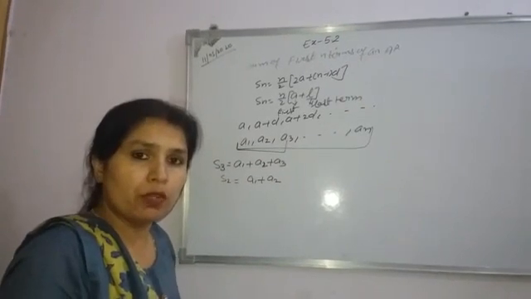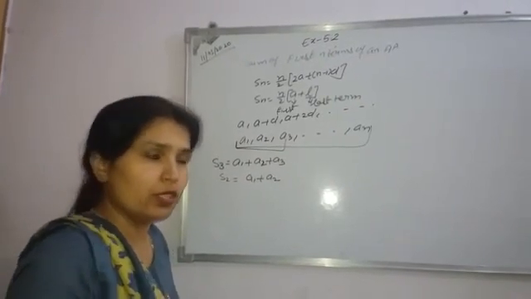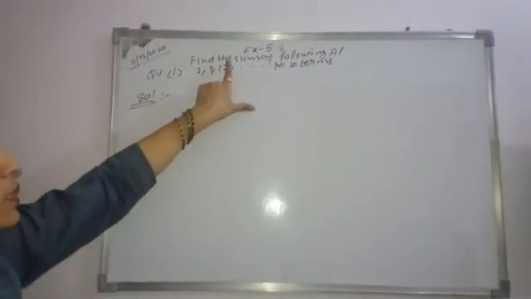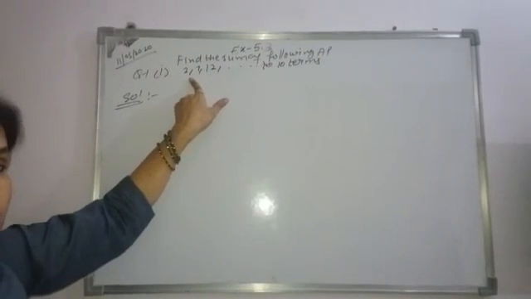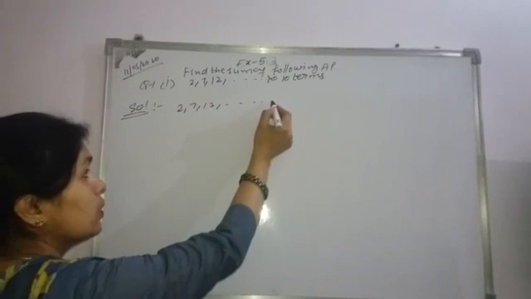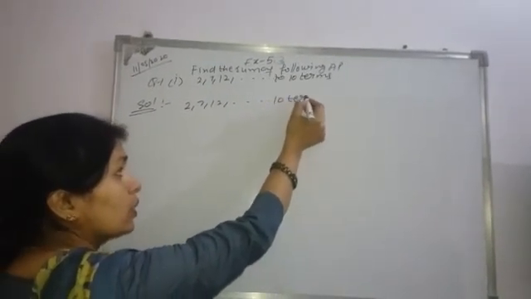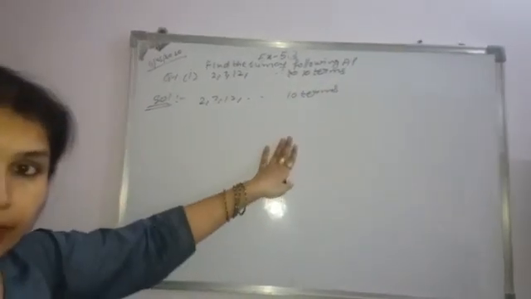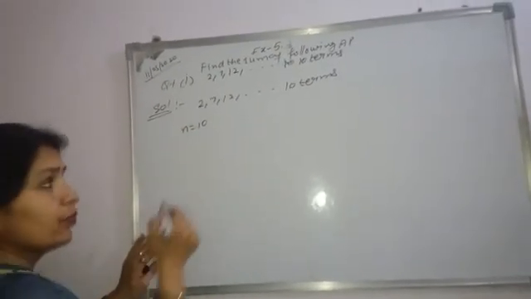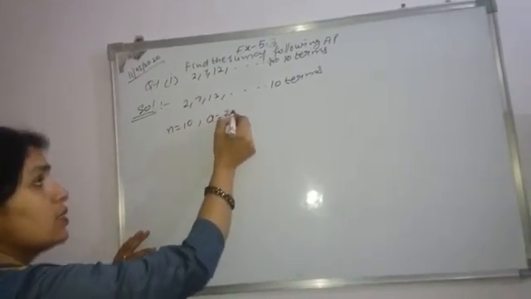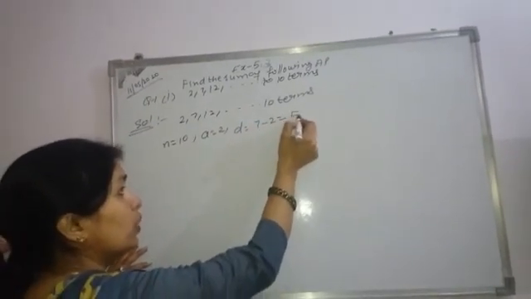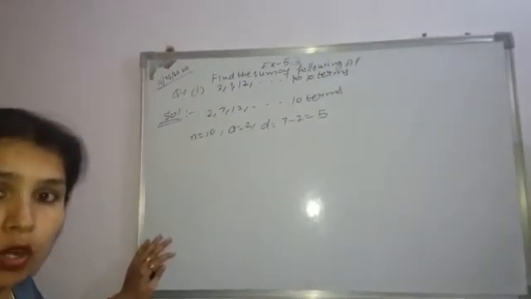Now come to question number first of your exercise 5.3. Question number first and first part. Find the sum of the following AP. The AP given to us is 2, 7, 12 and so on, and we want to find out the sum of first 10 terms of an AP. It means n is equal to 10. And what is the value of a? a is equal to 2 and d is equal to 7 minus 2, which is 5. So this is the value of d.